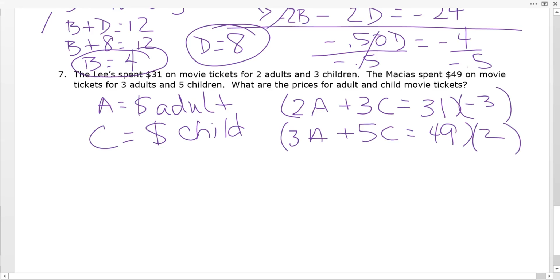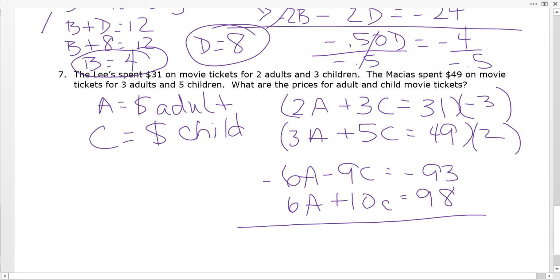Distribute all the way through, and I have negative 6a minus 9c equals negative 93. And the second one's going to be 6a plus 10c equals 98. My adults cancel out. I have minus 9 plus 10 is 1c, and 98 minus 93 is 5. So children's tickets cost $5.